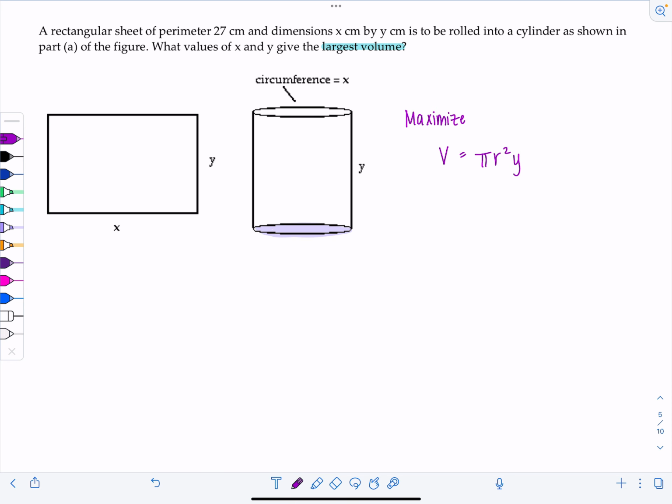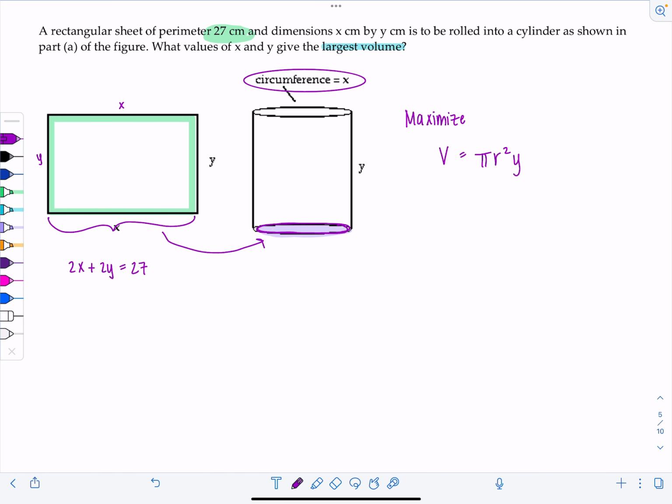Okay, let's see what we haven't used. Lots of information here. They told me this rectangular sheet, this guy right here, has a perimeter of 27 centimeters. Oh, that means 2x plus 2y is 27. I'll save that. The other important thing is, and they even are trying to help you out here. Look, they feel so sorry for us. The circumference is equal to x. That means all the way around here is equal to x. Yeah, that makes sense because this got rolled into the base, of course.